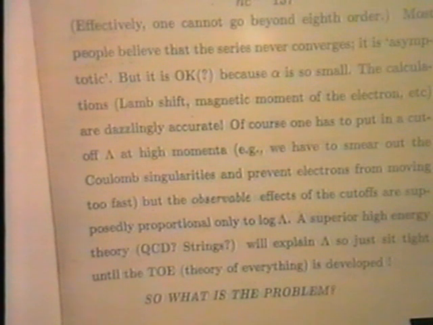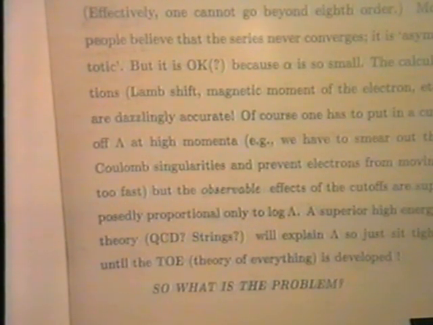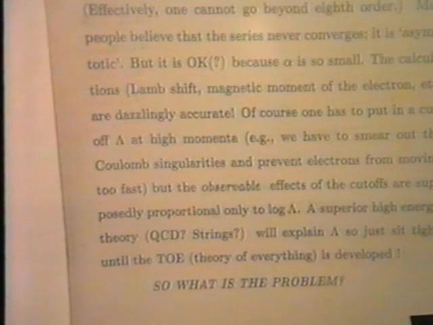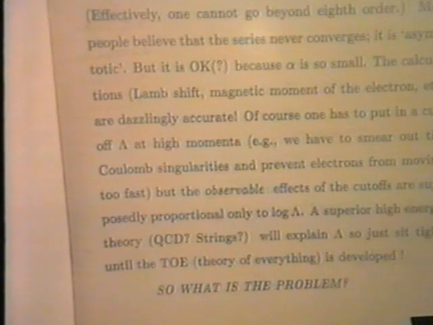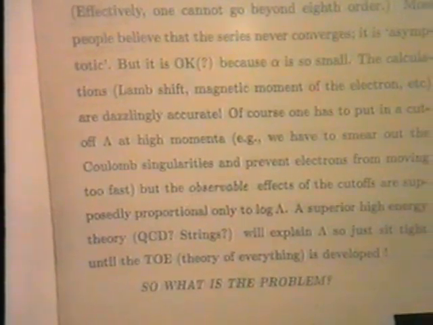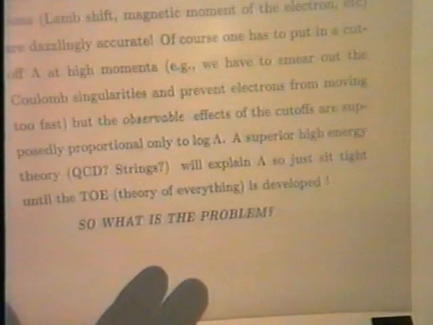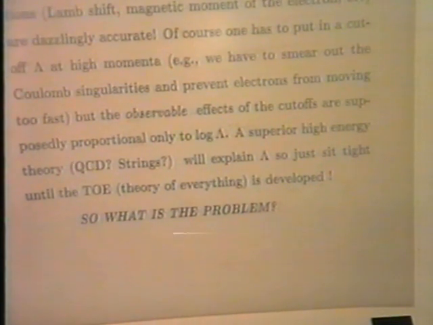very large frequencies or very small wavelengths called lambda. There are singularities that appear, because everything is governed by Coulomb forces. Coulomb singularities, the 1 over r singularities, have to be smoothed out in order to make sense of everything. But it is supposedly so that the effects of these cutoffs go only as the logarithm of the cutoff, and the effect is therefore small. In other words, the effect is almost independent of the cutoff because it's only logarithmic.